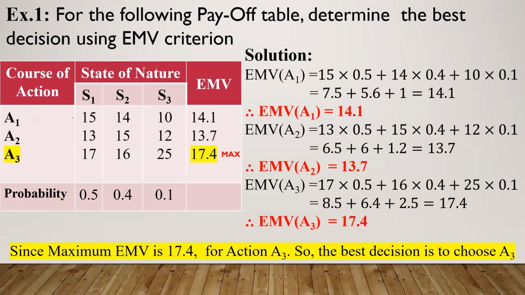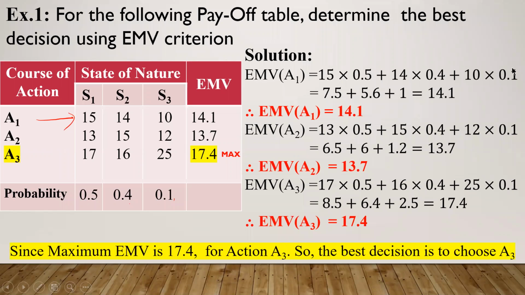A1. What are the payoffs? 15, 14, and 10. What is their probability? 0.5, 0.4, and 0.1. So I will multiply 15 into 0.5. That is what I've written. Then you have to sum, take the sum of the products. So add 14 into 0.4 plus 10 into 0.1.